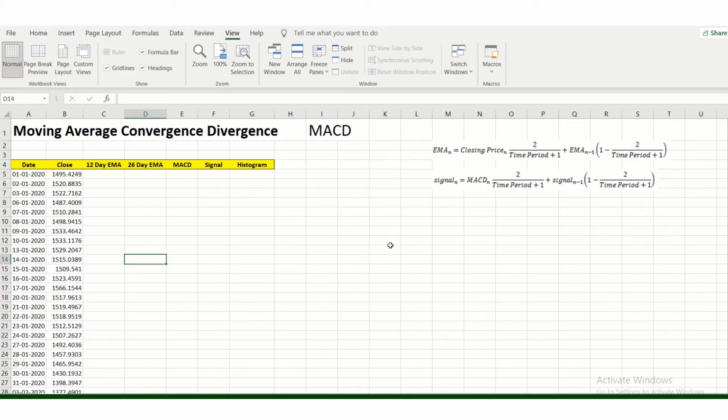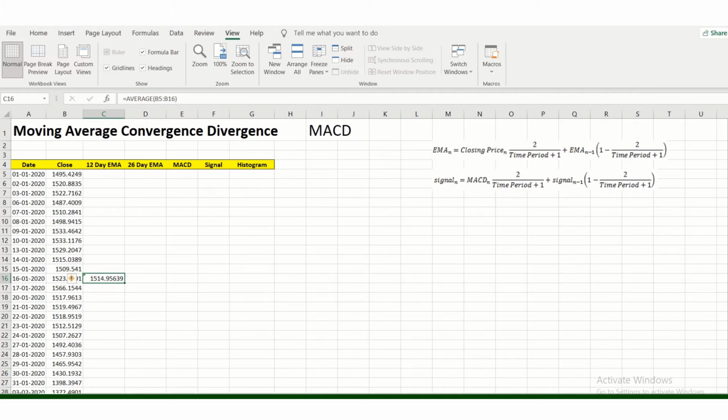Now see on the Excel sheet, we use the daily closing price for Reliance Industries from 1st Jan 2020 to 31st December 2020. Here column B has the closing price of Reliance Industries. In column C, the first value is simply a trailing 12-day average of the closing price. From the next cell onwards, we will compute on the basis of the EMA formula.